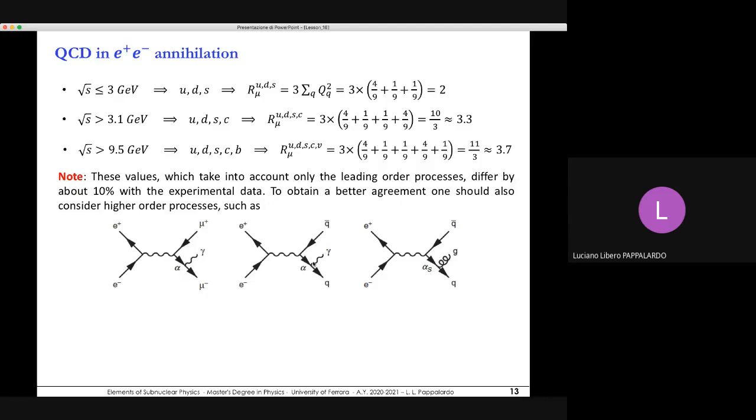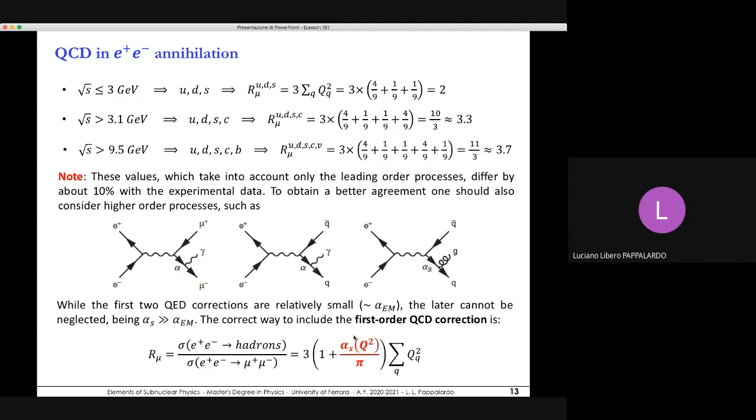However, if one also takes into account these higher order processes, so higher order corrections to this formula, then the agreement gets much, much better. Now, the first two are QED corrections, and since the electromagnetic alpha is very small, these are very small contributions, so they can be calculated easily and very precisely, but the contribution is very small. This is clearly not the case for the gluon emission, because as we know, alpha strong is much larger than alpha electromagnetic. So here, a first-order perturbative contribution can be sizable, and so this has to be carefully taken into account in your calculation.